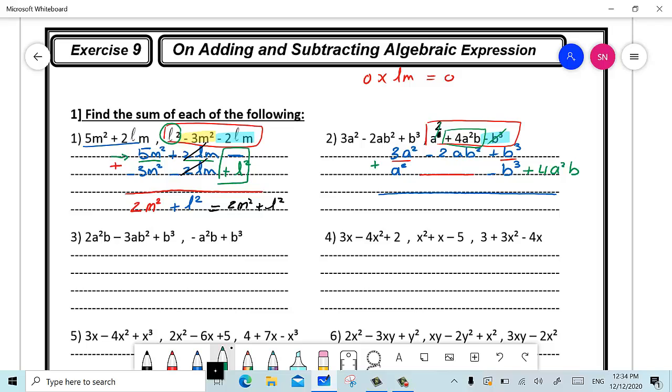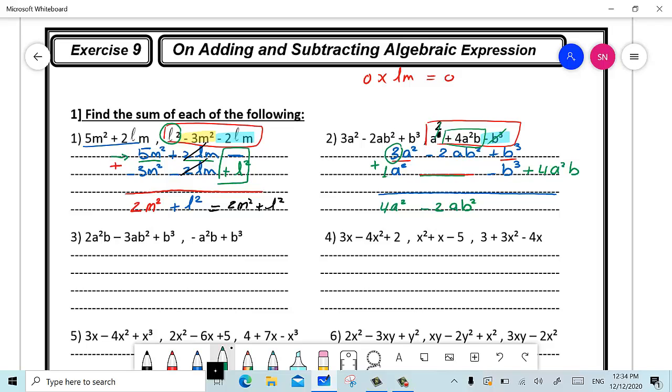Now I am having 3a squared plus a squared, so we are going to add the coefficients. I have here the coefficient of 3, and I know that any variable written without a coefficient before it is 1. So 3 plus 1 is equal to 4a squared. And since I have nothing here, it's as if I'm saying negative 2 plus 0. So negative 2 plus 0 equals negative 2 as well, and I'm going to write the variables as they are, ab squared.